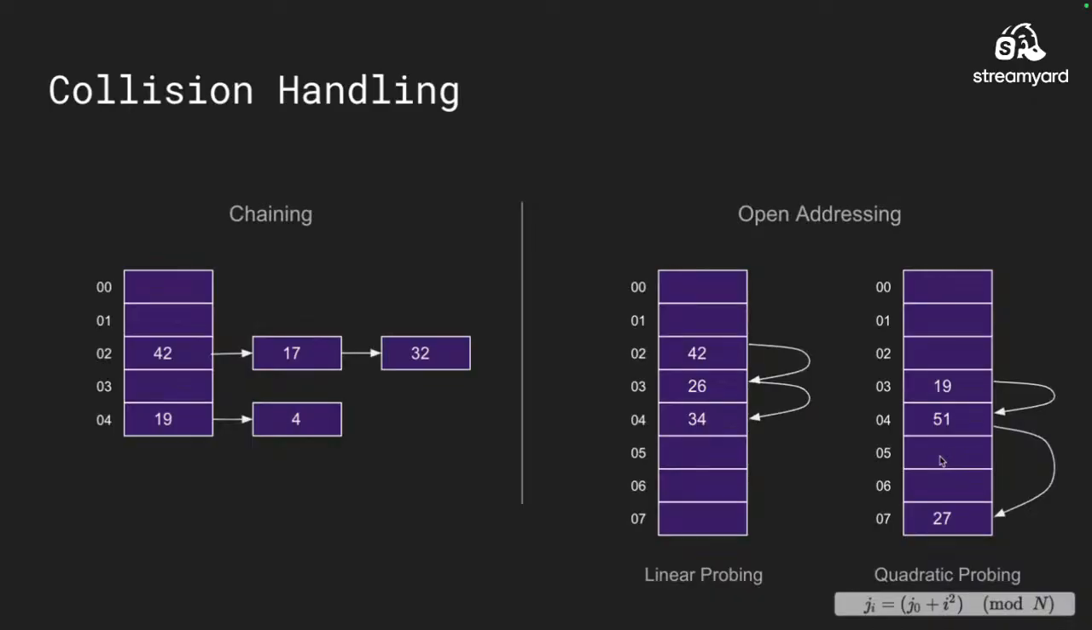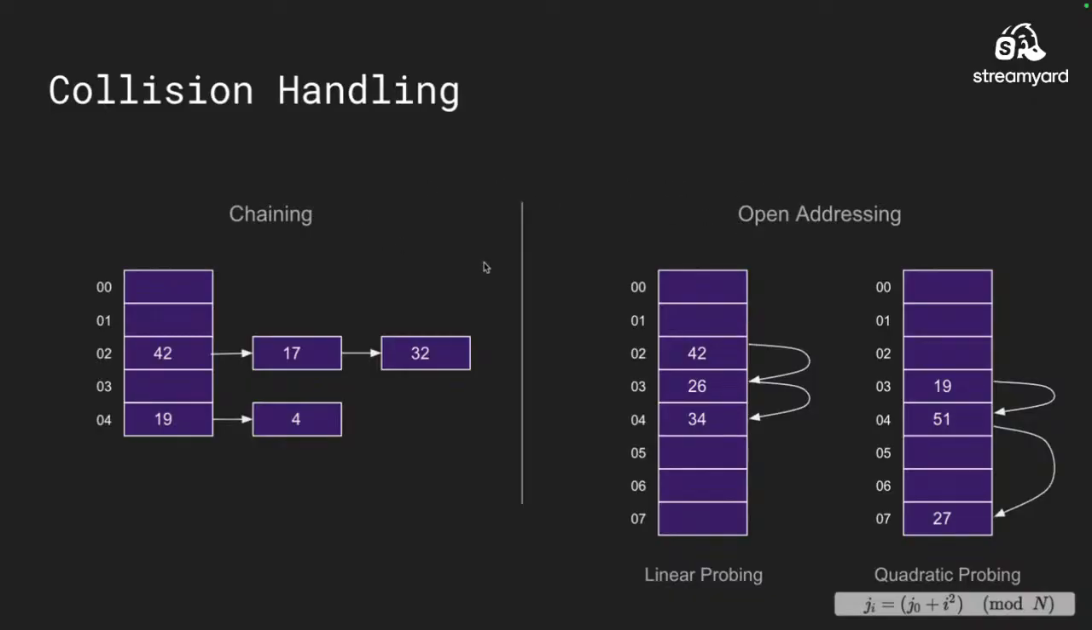But another issue could be, what if all the hashes land on the third index, then we'll have to traverse multiple times to find the empty slot. So that type of clustering is called secondary clustering, which is also somewhat of an issue. Yeah, so that's it for chaining and open addressing.